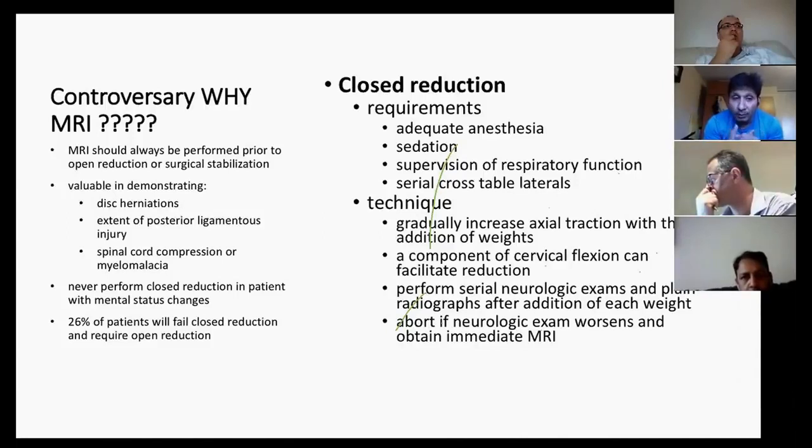It also demonstrates disc herniation, extent of the PLL injury, and you can classify it. And it will sometimes show myelomalacia as well, if the dislocation is chronic. But acute dislocations generally show edema, but no cord signal changes. For cord signal changes to appear, it takes around 12 hours or more.